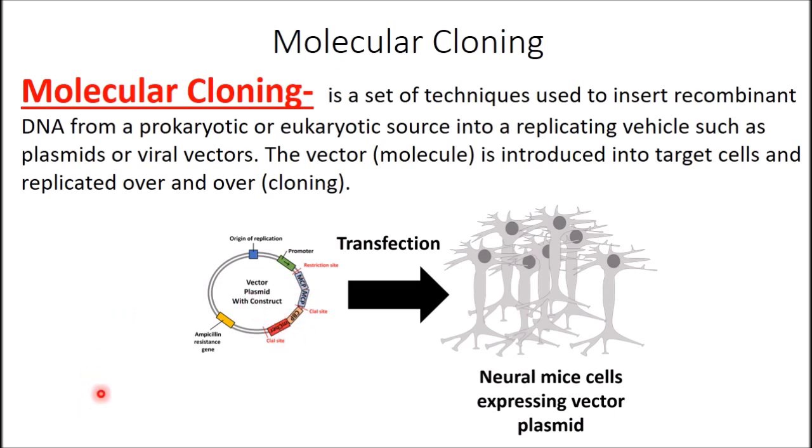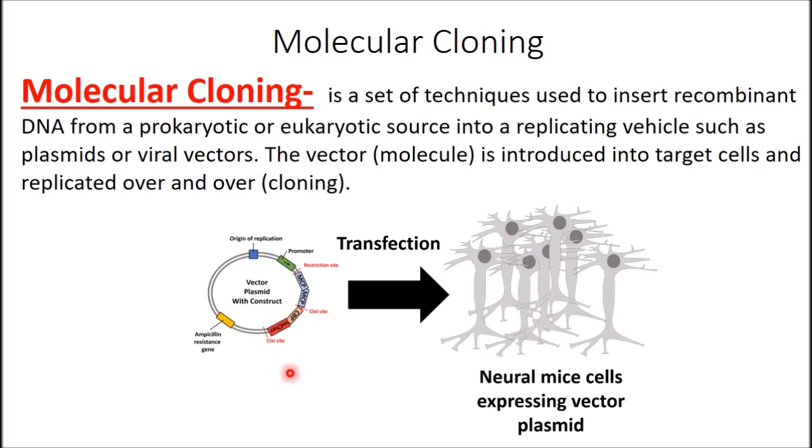And that target cell will replicate it over and over and over because it'll undergo binary fission and do its cell division. And with each cell division, you'll have a replicated plasmid. Every time it does DNA replication, you get new plasmid. So that's how that works. That is how you get a large number of your vector.